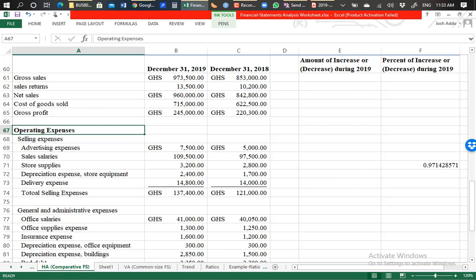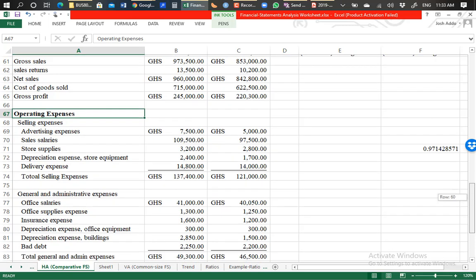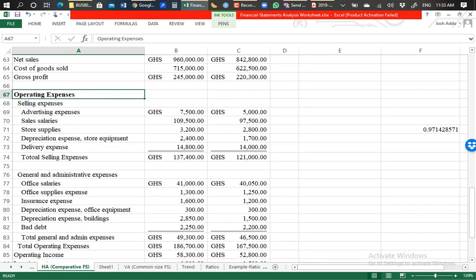So we subtract all our operating expenses, and you see the categorization. They have categorized them into functions. So we have selling expenses, and these are the categories: advertising, sales salaries, store supplies, depreciation. So all of these things go under selling expenses. And I try to do the breakdown just for explanation purposes. In a typical financial statement or income statement like you saw of Guinness Ghana, all of these things will be compressed into one item, selling expenses.